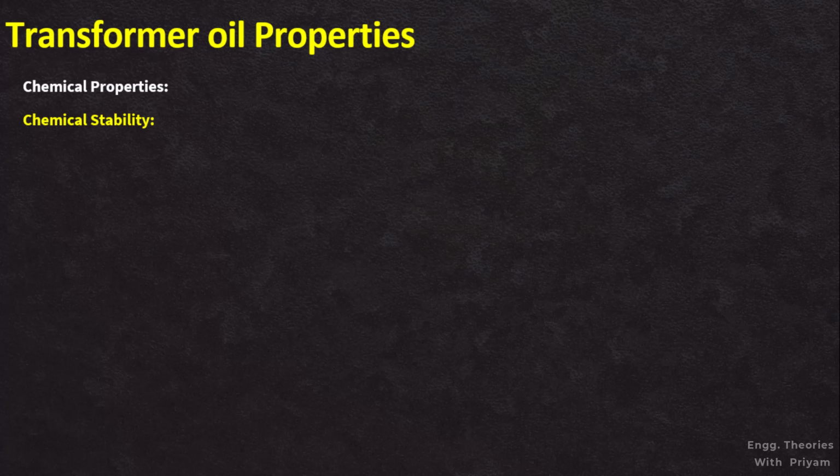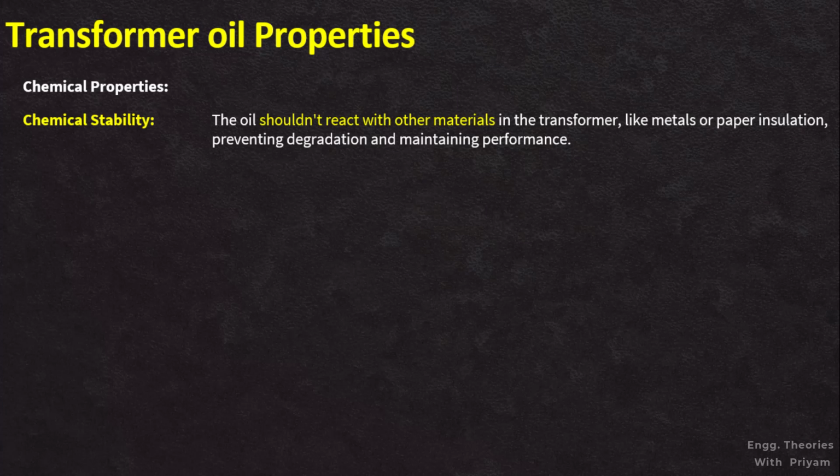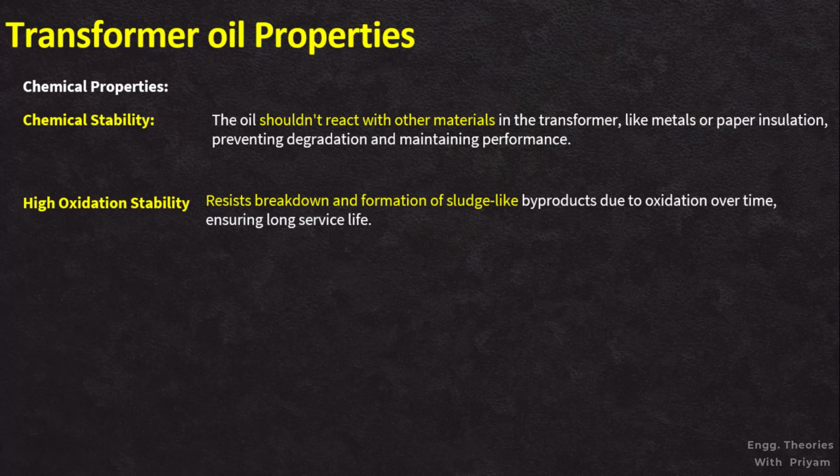Let's see some of the chemical properties of the transformer oil. The first property is chemical stability. The oil should not react with other materials in the transformer like metals or paper insulation, preventing degradation and maintaining performance. High oxidation stability resists the breakdown and formation of sludge-like byproducts due to oxidation over time, ensuring a long service life.